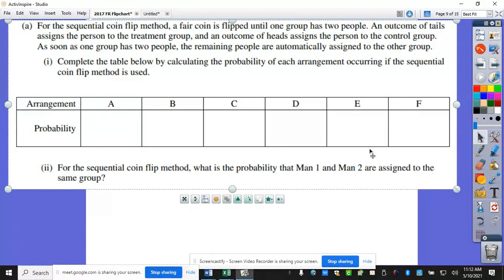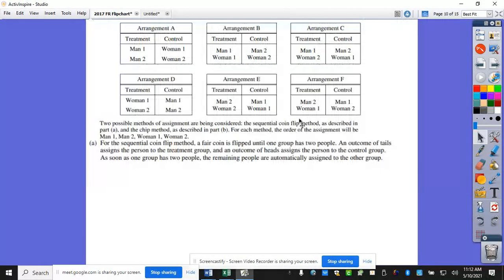And some of you are just going to go, what? And just sit there. And I totally get that. And I honestly expect most people to do that here. Part 2 of Part A says, for the sequential coin flip method, what is the probability that man 1 and man 2 are assigned to the same group? That is a very easy problem if you have done Part 1. So I've got, thought I put it all on one slide.